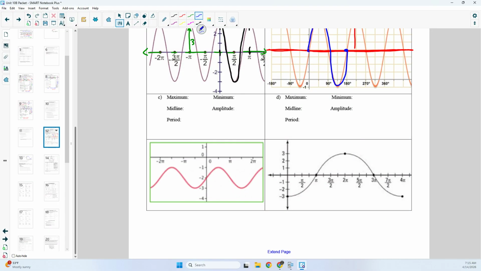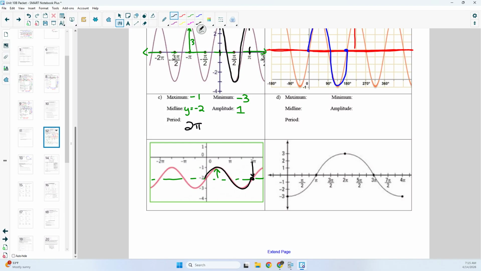So looking at these values, -1 is the highest, and the lowest is -3. That means my midline is right between them, y equals -2. The amplitude is just a 1, and the amplitude is always positive. Okay, so it's just a measure of height, so it's always positive. And the period, to finish off this graph, looks like it's about 2 pi.